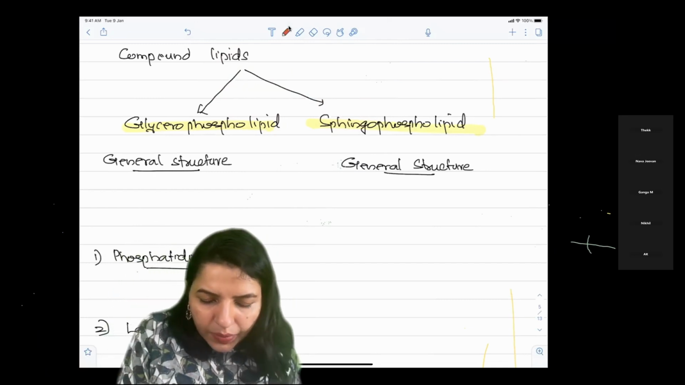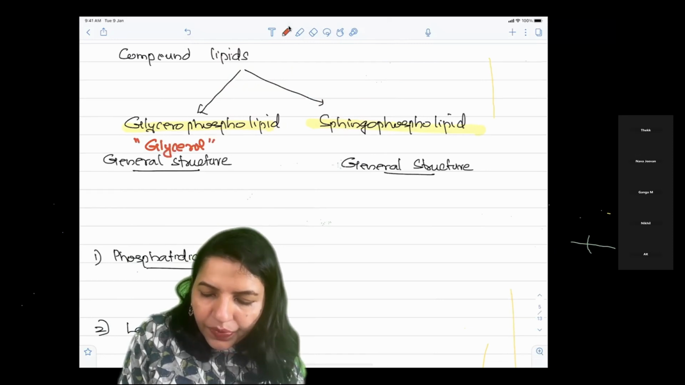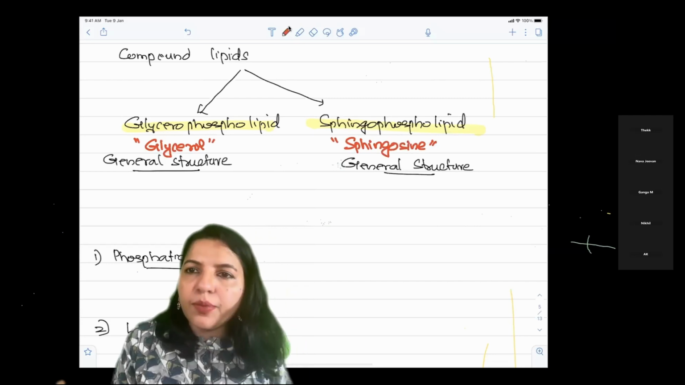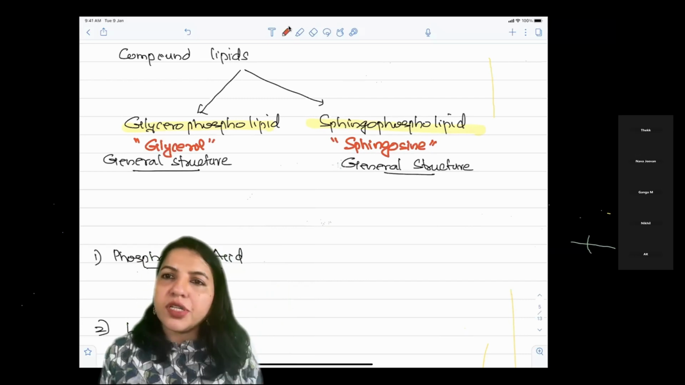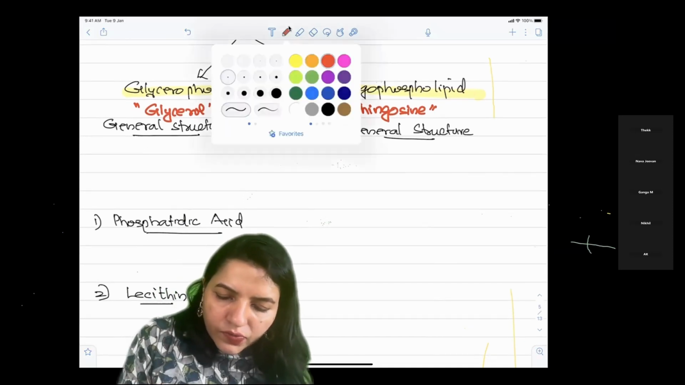Okay. So I'm writing one name here. Glycerol is the hero here. Sphingosine is a major component in the case of sphingophospholipid. Okay, now we are going to see what is the general structure of these two. So first we will see what is a glycerophospholipid.